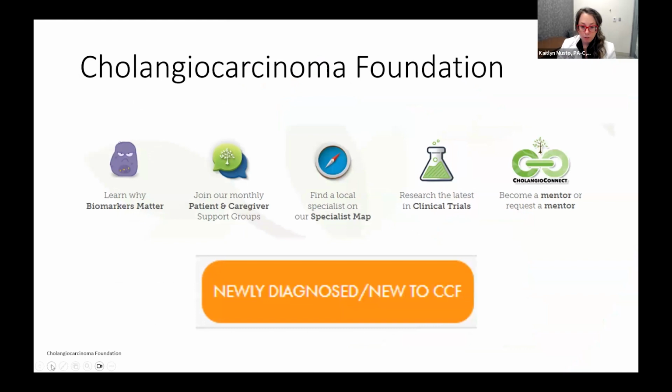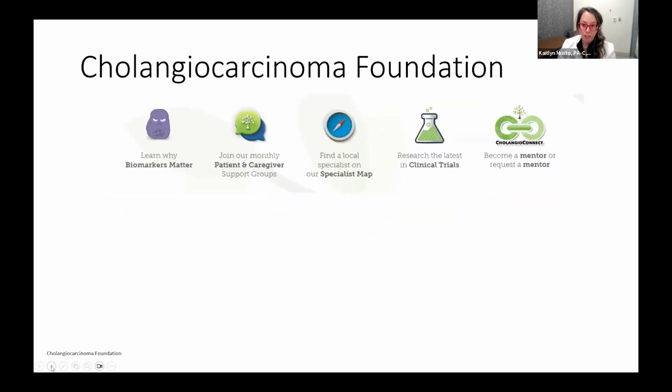And I wanted to also bring attention to the Cholangiocarcinoma Foundation website. Given that you're all on here, I would suspect that you're familiar with all of this, but it's really a fantastic resource for patients. When you're newly diagnosed, this orange button hits you right when you get to the page, and these are all of the things patients can have access to, to get in touch with each other and find some healthcare providers.